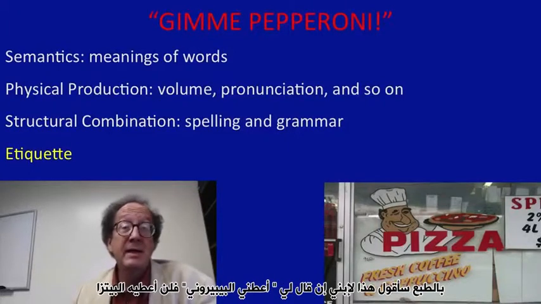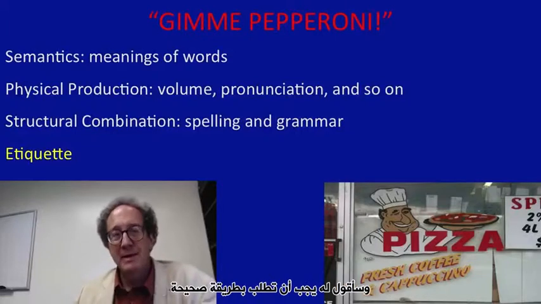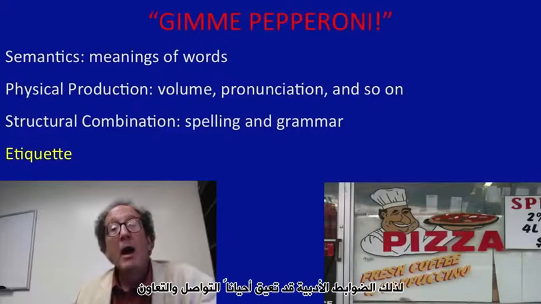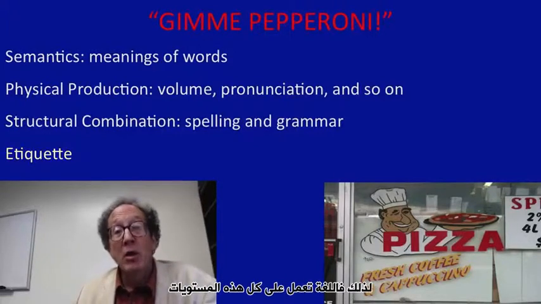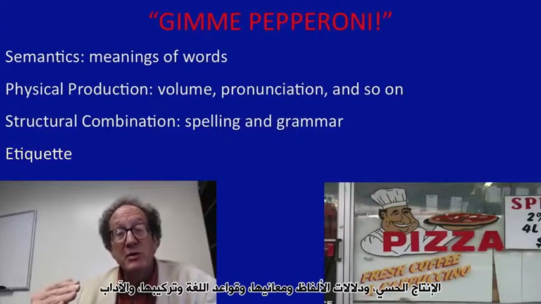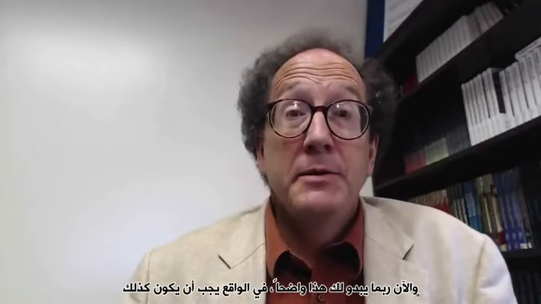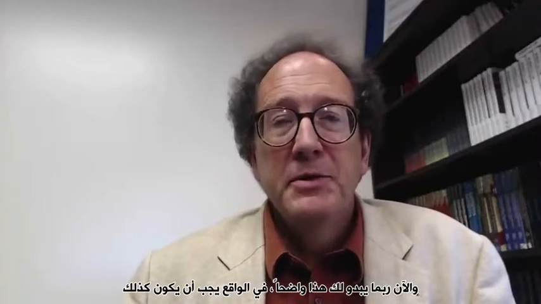I certainly would say that to my son. If my son said, "Give me pepperoni," I wouldn't get him a pizza. I'd say, "You need to ask me properly." So rules of etiquette can also get in the way of communication and cooperation. So language operates at all of these levels: physical production, semantics or the meanings of words, syntax or the rules of grammar, and etiquette. Now all this might seem obvious to you, and it probably should be obvious to you. But the rules of language are not always obvious, and that's what we're going to be learning throughout this course.